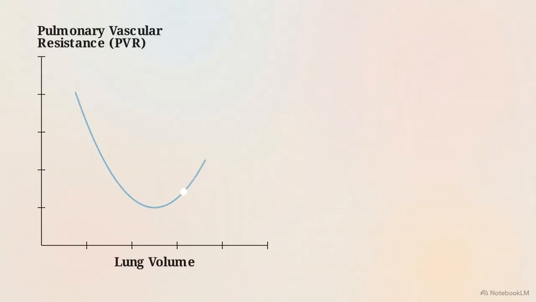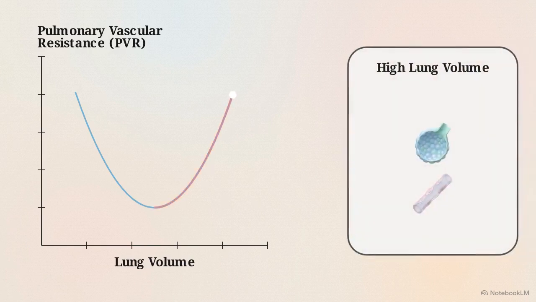Total resistance in the lungs is the sum of the forces acting on two specific groups of vessels, the alveolar and the extraalveolar. At high volumes, during inspiration, the expanding alveoli physically stretch and crush the adjacent alveolar vessels. This mechanical compression significantly increases the resistance on the right side of the curve.